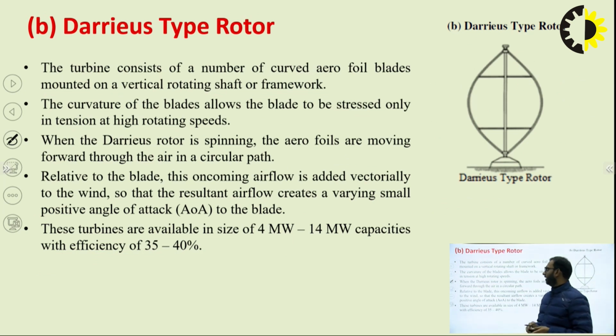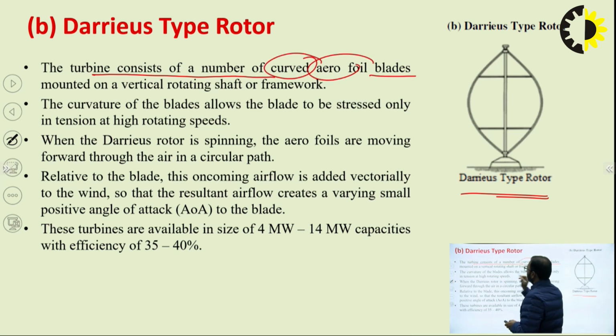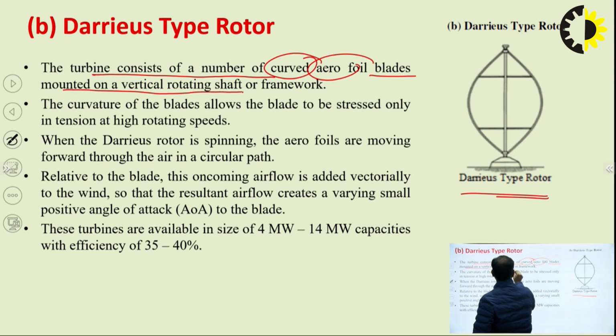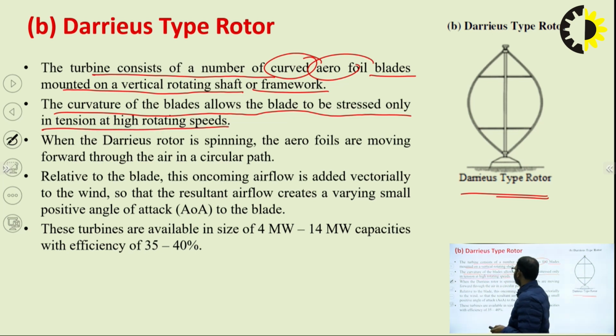Then another one is the Darrieus type rotor. This is the Darrieus type rotor. This turbine consists of a number of curved aerofoil blades mounted on a vertical rotating shaft or framework. The curvature of the blades allows the blade to be stretched only in tension at high rotating speed.